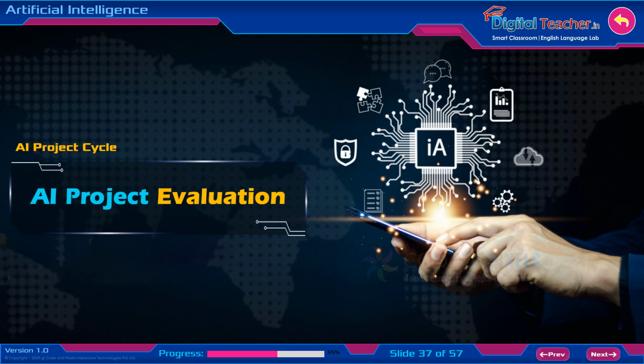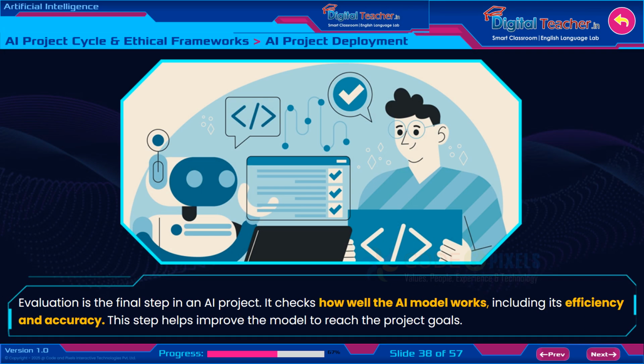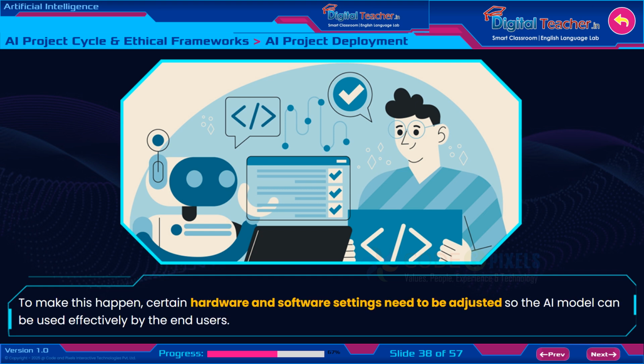AI project evaluation. Evaluation is the final step in an AI project. It checks how well the AI model works, including its efficiency and accuracy. This step helps improve the model to reach the project goals. To make this happen, certain hardware and software settings need to be adjusted, so the artificial intelligence model can be used effectively by the end users.